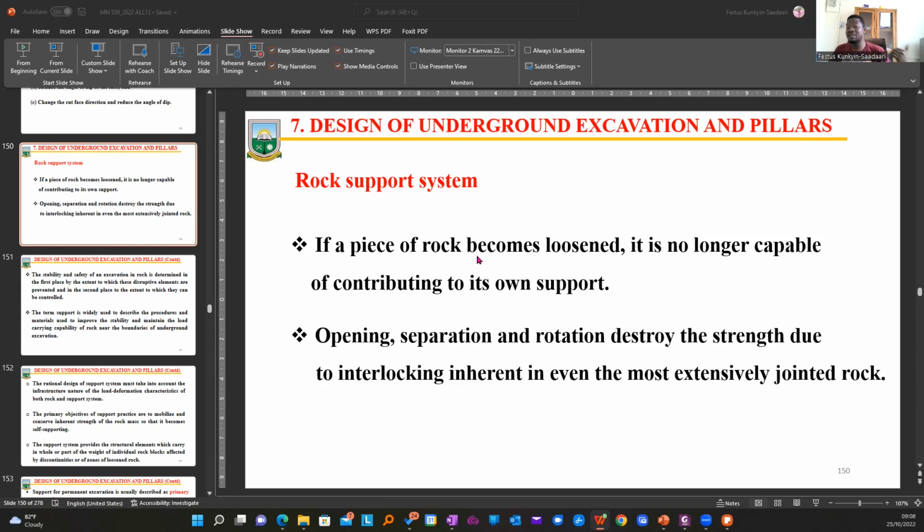And we realized in the slope analysis what some of the issues are that we can encounter if we create slopes, the type of instability we get in there, and how we can resolve them. In the same way, when we create any opening or separation or any rotation within the rock, the strength is also distorted, because the interlocking blocks that are causing the stability are now in disarray. And so you have to find another means to bring about that support.